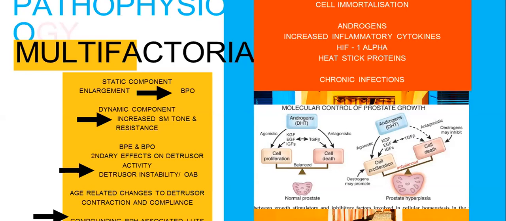If we look at the pathophysiology of LUTS, we can think of it as having a static component, referring to enlargement of the prostate gland leading to BPO, and a dynamic component consisting of increased smooth muscle tone and resistance. BPE with BPO can have secondary effects on detrusor activity, leading to detrusor instability or overactive bladder. This effect, in combination with age-related changes to detrusor contraction and compliance, compounds BPE-associated LUTS.